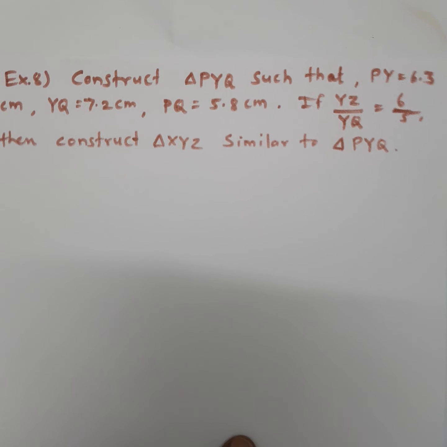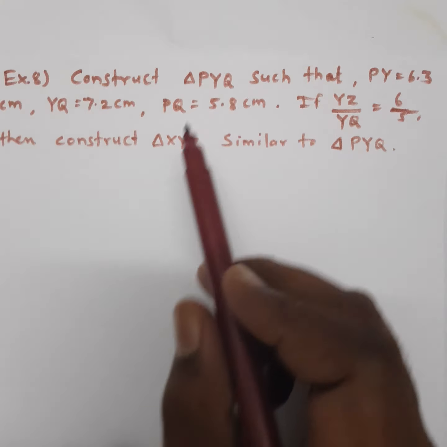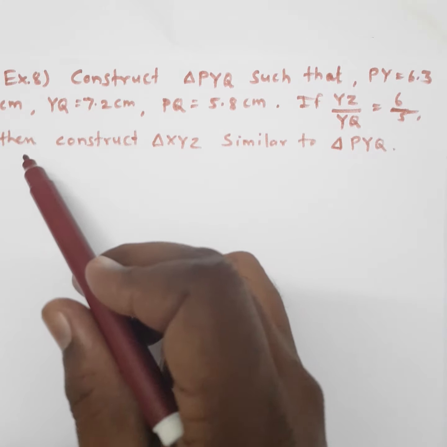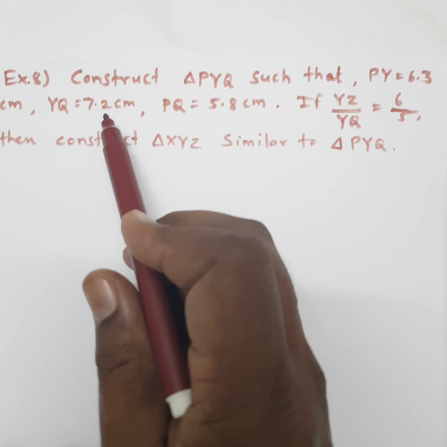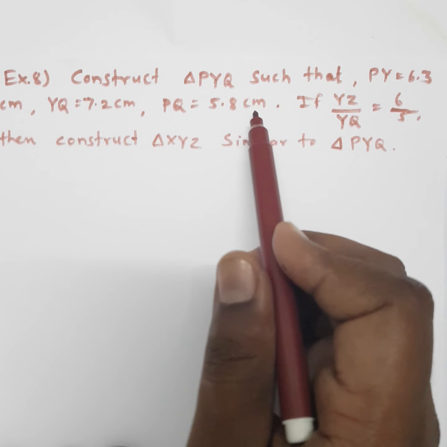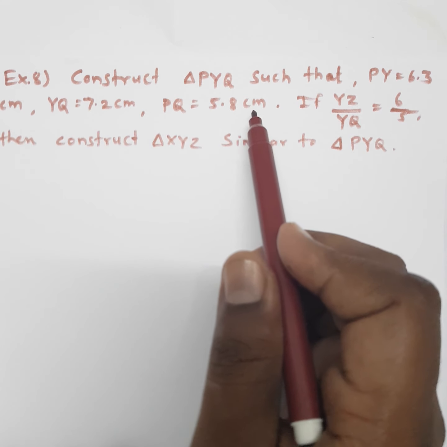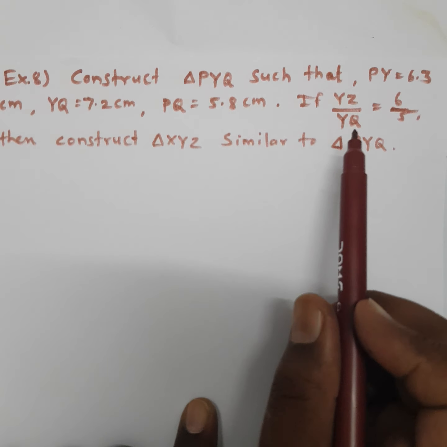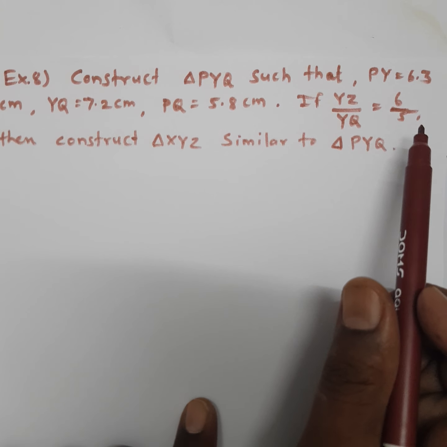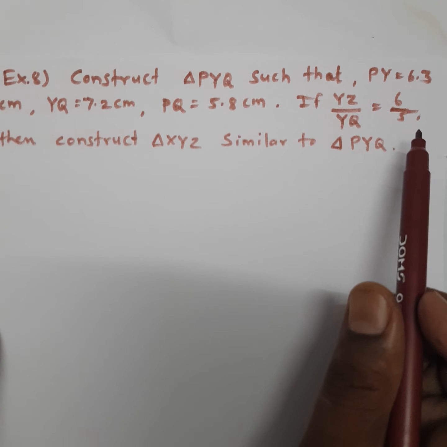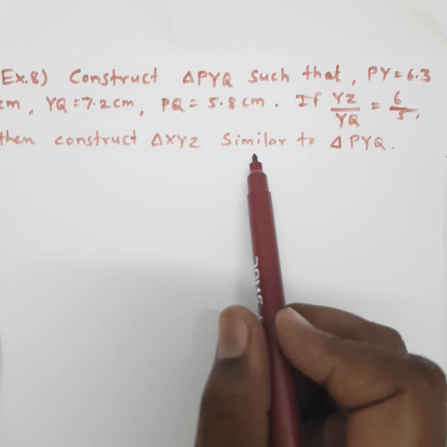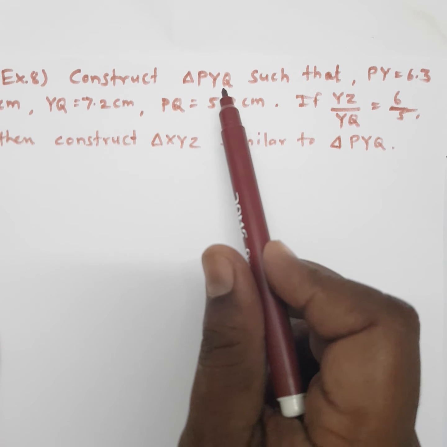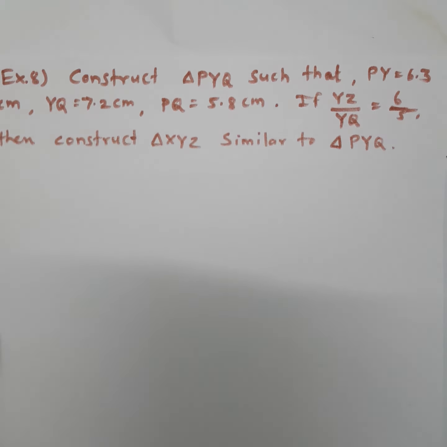See next example, last example from this problem set. Construct triangle PYQ such that PY is equal to 6.3 centimeter, YQ is equal to 7.2 centimeter and PQ is equal to 5.8 centimeter. Means three sides of triangle are given. If YZ upon YQ is equal to 6/5, ratio of the corresponding sides is 6/5, then construct triangle XYZ similar to triangle PYQ. Means first we have to construct triangle PYQ and then triangle XYZ.